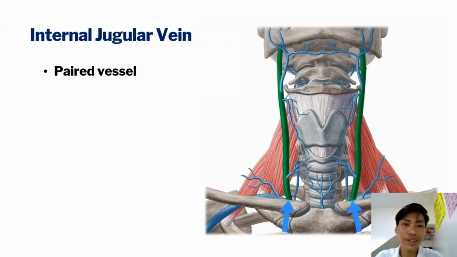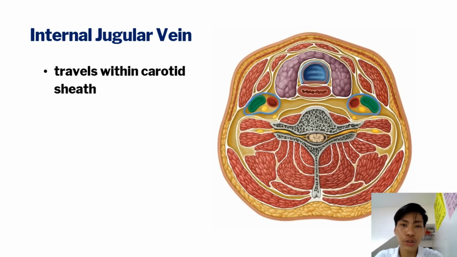Now let's go to the internal jugular vein. The internal jugular vein is a paired vessel extending from the base of the skull to the sternal end of the clavicle on each side of the body. Looking at this transverse section through the neck, we can see that the internal jugular vein travels within the fibrous carotid sheath, just lateral to the carotid artery.